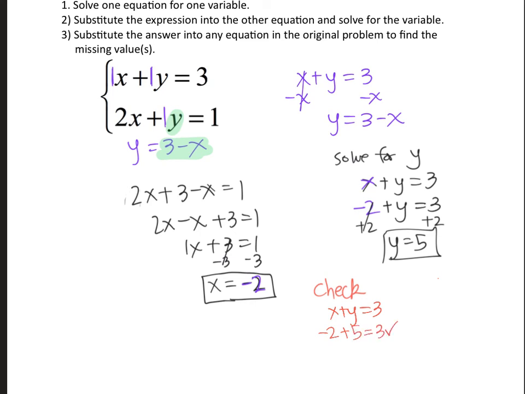That one works out. My second equation is 2x plus y is equal to 1. So I have 2 times negative 2 plus 5 is equal to 1. 2 times negative 2 is negative 4 plus 5, and that is indeed 1. So this answer checks out.